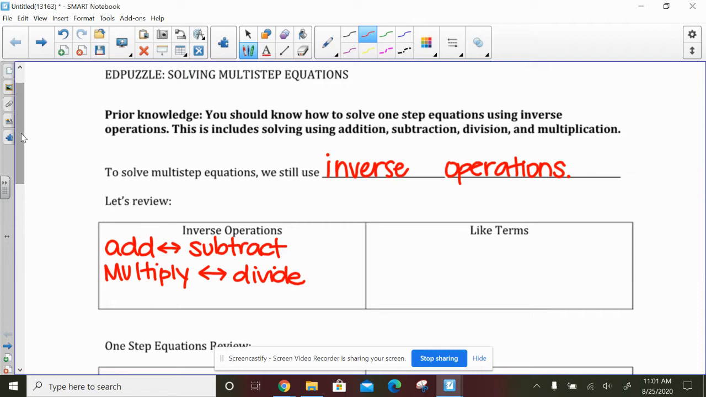When you're doing your inverse operations, you can only do that with like terms. So things that have the same variable, like 3x and 5x, or you just constants, 10 and -2.